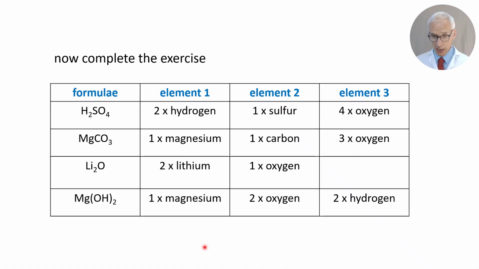And then a little bit more complex, we've got a bracket. Everything inside the bracket is multiplied by the subscript 2. So we have 2 oxygens and 2 hydrogens, but the 2 does not multiply the magnesium. So we just have the 1 magnesium.